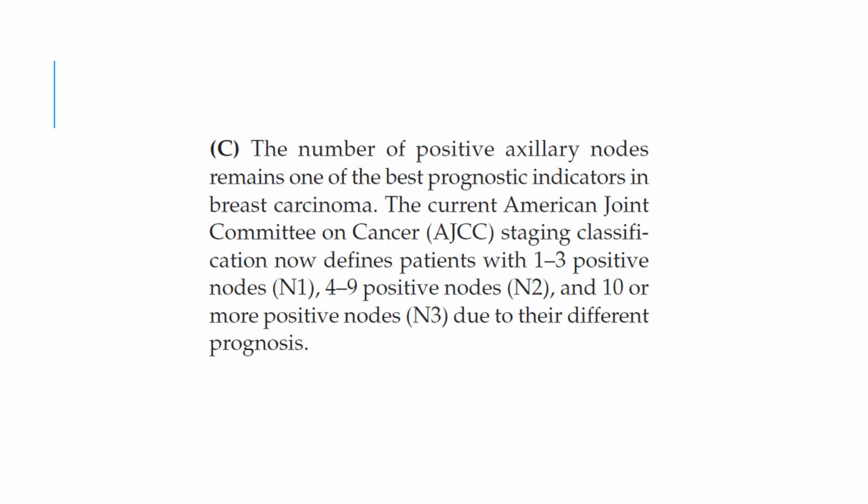Now we'll discuss a bit on the staging and the prognostic indicators. So the best prognostic indicator in breast cancer is the number of positive axillary nodes. According to AJCC, 1 to 3 positive nodes is N1, 4 to 9 is N2, 10 or more is N3. Okay, and when there is a node positive cancer, usually you give chemotherapy, neoadjuvant chemo, and you do axillary dissection.